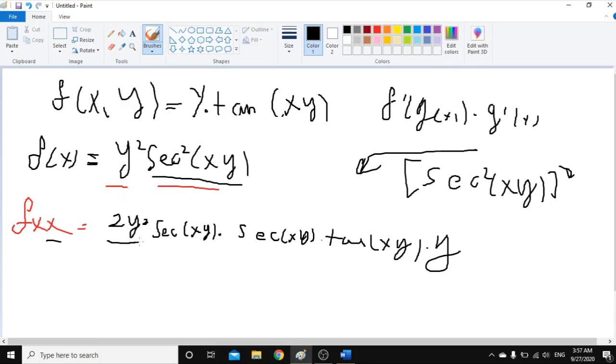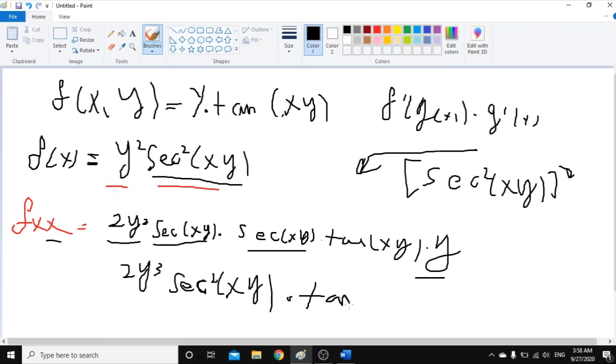Yeah, we can combine like terms. We can combine 2y squared with y, and secant xy with secant xy, and tangent is going to be alone. So we can write 2y cubed secant squared xy, and then times tangent xy. Yeah, and this is the f with respect to x with respect to x.